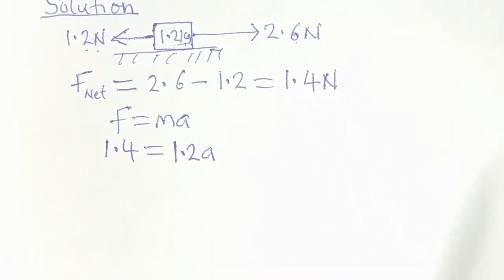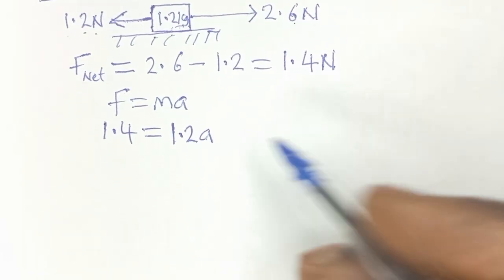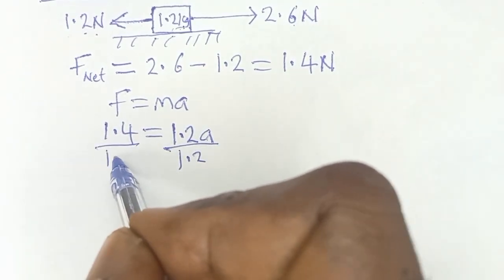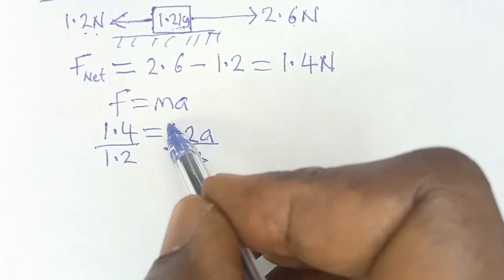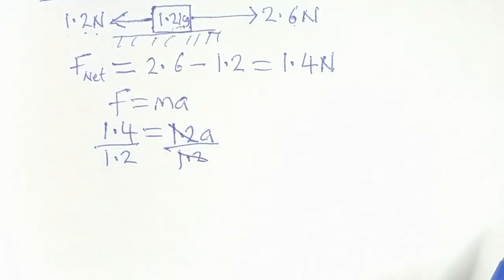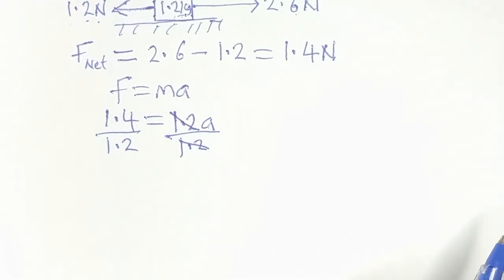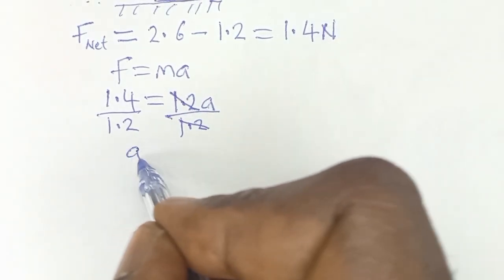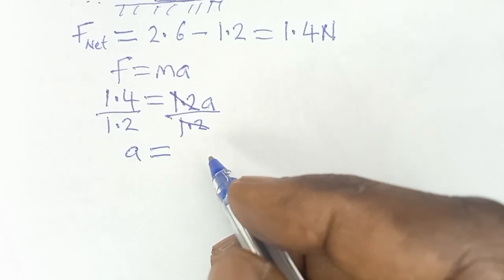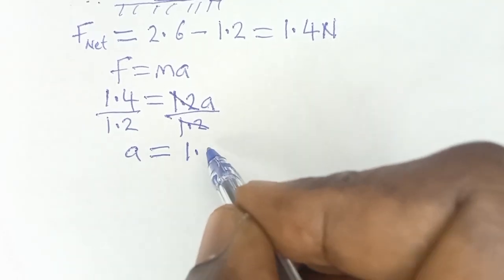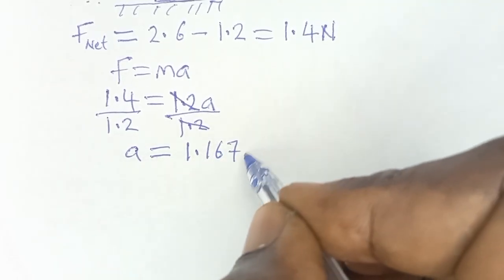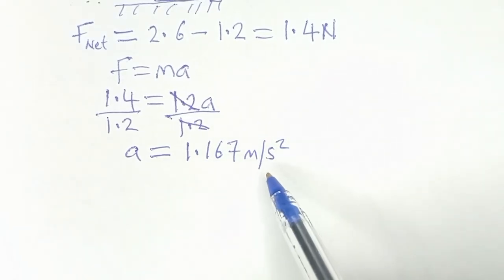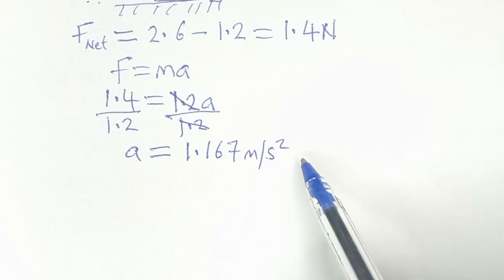So now you agree with me that to get the value of a, I simply divide both sides by 1.2 and this by 1.2. So that 1.2 we cancel 1.2, and that will give me the acceleration of the block as a. Let me write the a first. A is equal to 1.167 meter per second square. So this is the acceleration with which the block is going to move.